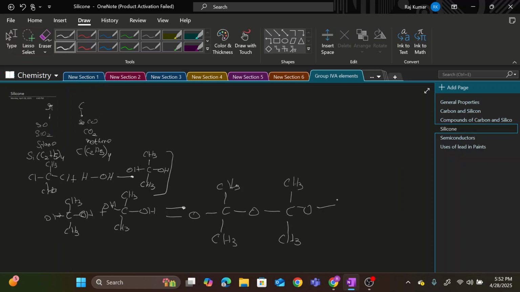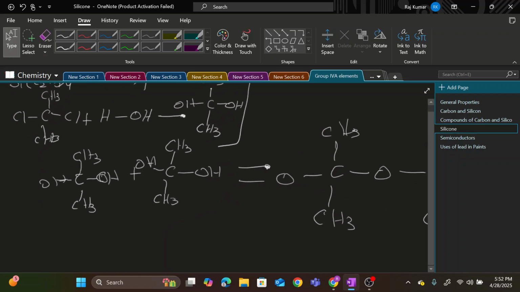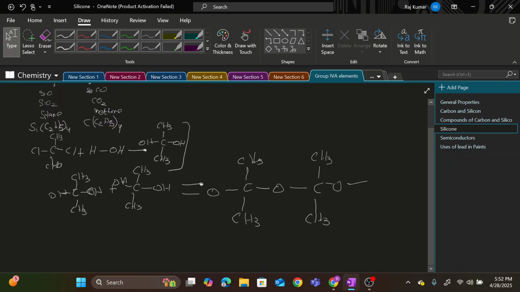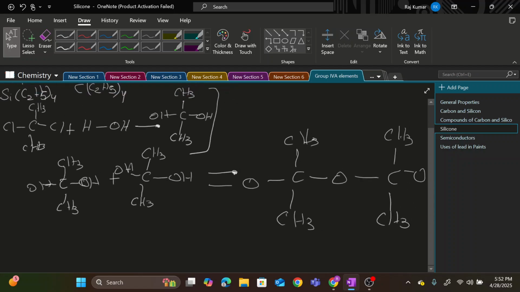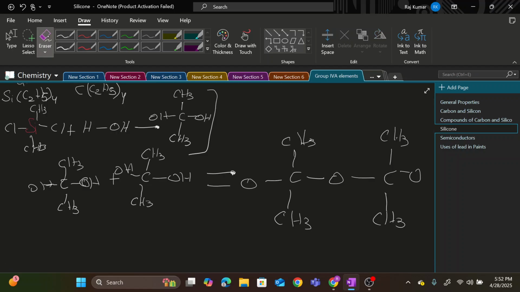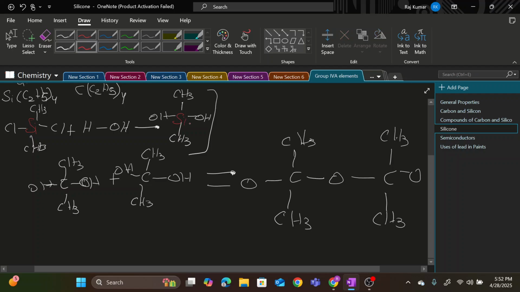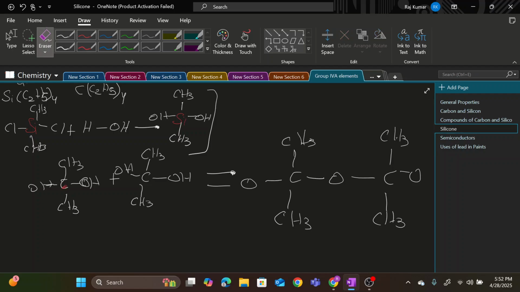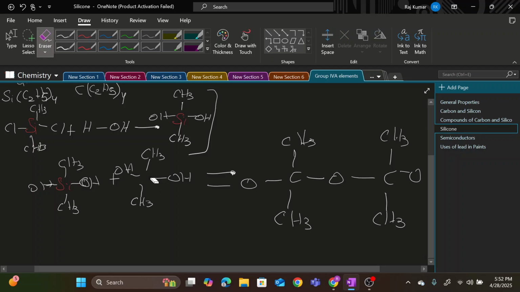So now let's consider this thing, and we don't need to memorize it. We just need to understand the concept. Now, what I'm going to do is, instead of carbon as the central atom, I'm going to write silicon here, silicon here as well, and silicon here, and then a silicon here.